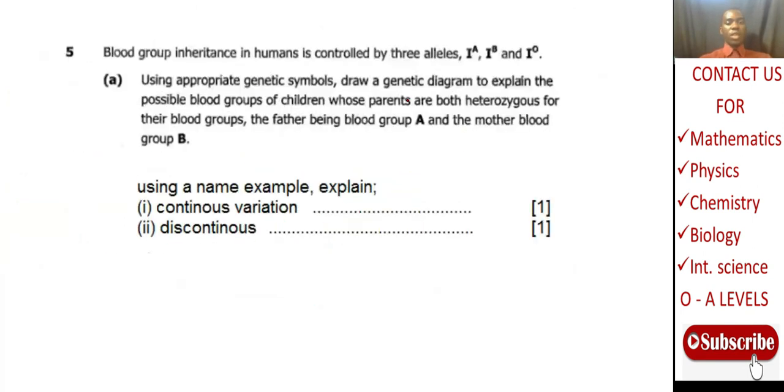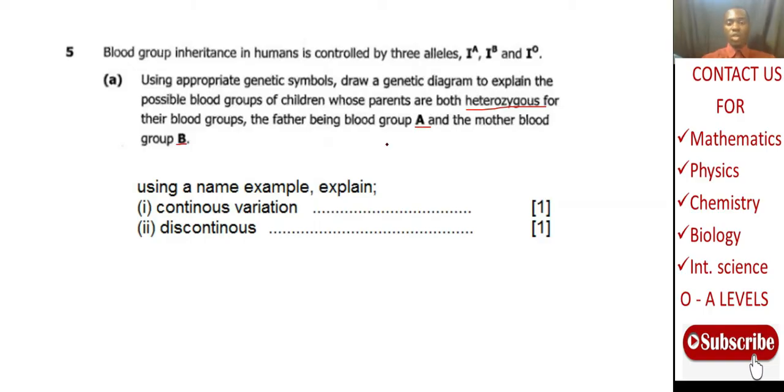Okay. Let's deal with the last question in this session, and I'm sure we'll be okay to answer any questions under this topic. Okay, so blood group inheritance in humans is controlled by three alleles, IA, IB, and IO. Using appropriate genetic symbols, draw a genetic diagram to explain the possible blood groups of children whose parents are both heterozygous for their blood groups, the father being A and the mother being blood group B. So since they are heterozygous, hetero simply means two different.